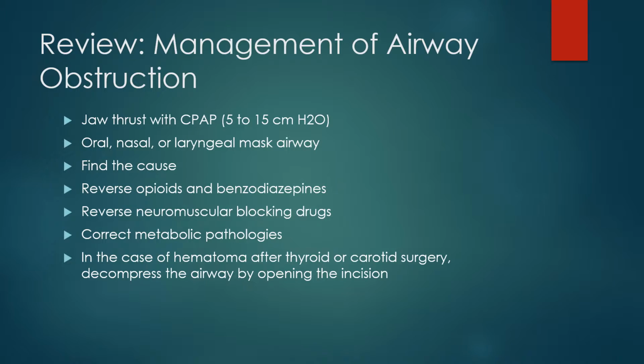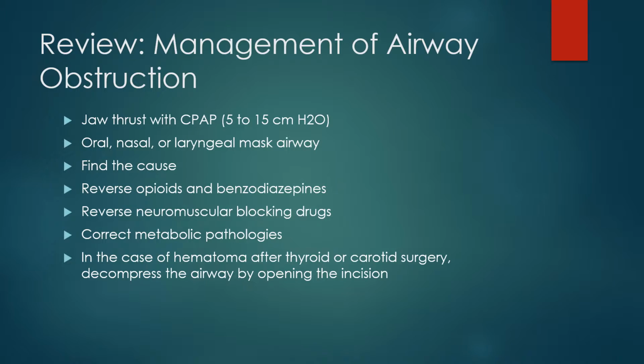When the airway is open and the patient's ventilating, you've got to find the cause of obstruction and treat it. So reverse the opioids and benzos. The first thing to reverse them with is stimulation, wake the patient up. If that doesn't work, you use a pharmacologic agent. Use Narcan, 0.3 to 0.5 milligram per kilo, or flumazenil. You reverse the paralytic or correct any contributing factors like hypothermia.